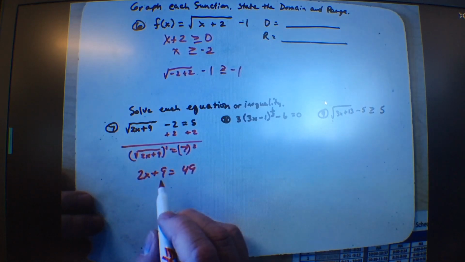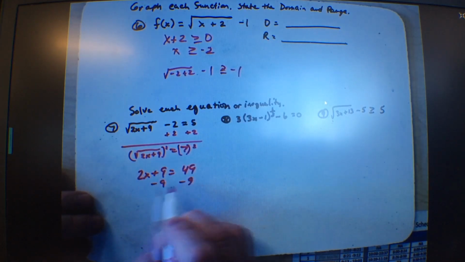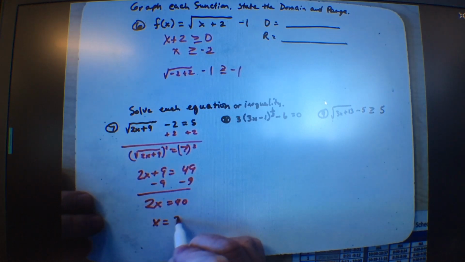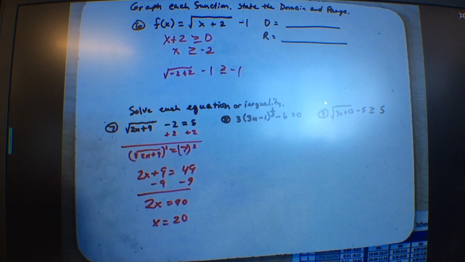And then we subtract 9. We get 2x equals 40. So x equals 20.